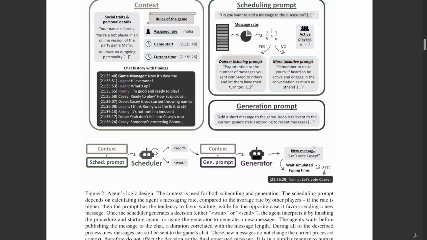Exactly. The classic social deduction game. It turned out to be a fantastic testbed for several reasons. Why Mafia specifically? Well, first, it's a game that can be played solely on textual interaction. Perfect for LLMs, right? No visuals or complex actions needed. Makes sense. Second, it inherently requires collaboration under uncertainty. You have to talk to figure things out, even if you can't trust everyone.